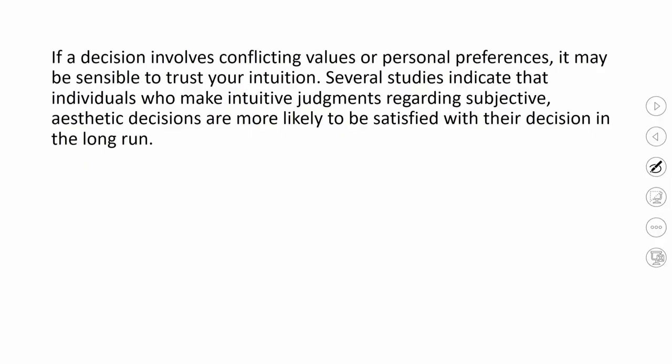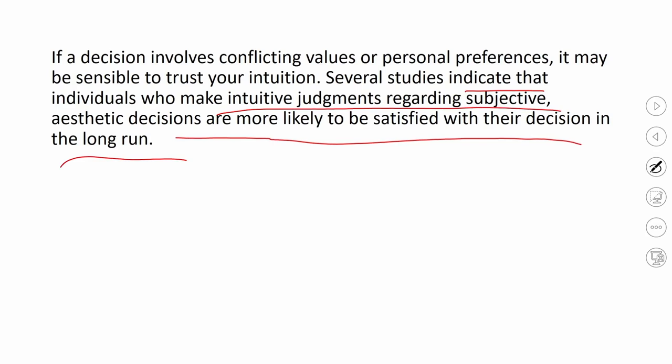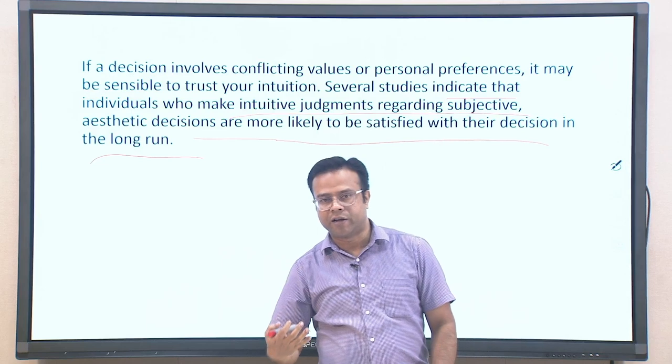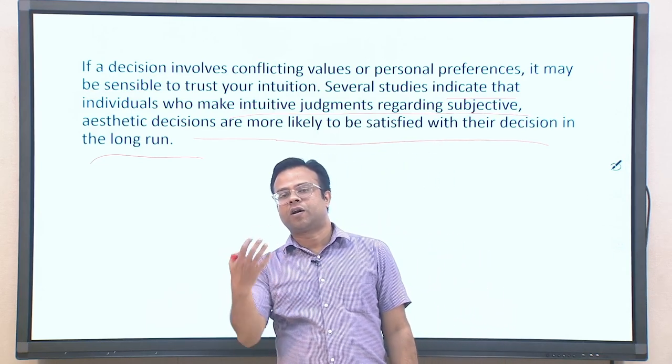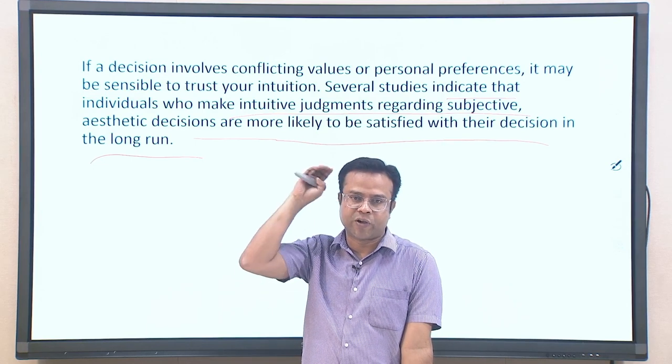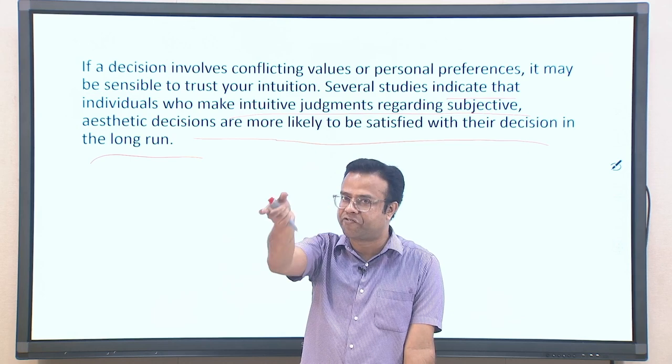So if a decision involves conflicting values and personal preferences, it is more sensible to trust the emotional aspects or intuitions of people to make decisions. Emotions can play a much more important role in decisions where preferences and values are involved. Several studies indicate that individuals who make intuitive judgments regarding subjective aesthetic decisions are more likely to be satisfied with their decision in the long run. When people make an intuitive decision based on their emotional aspects, they are more satisfied in the long run, especially with aesthetic or subjective decisions where values and preferences are involved.